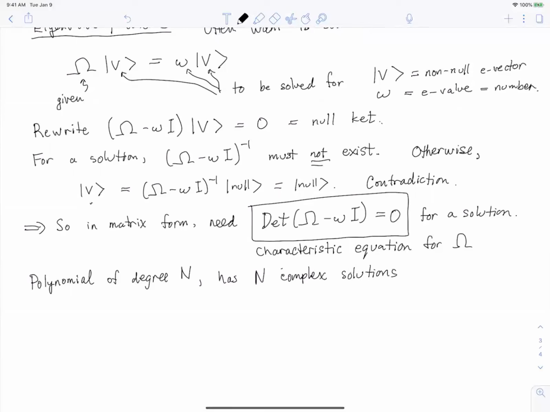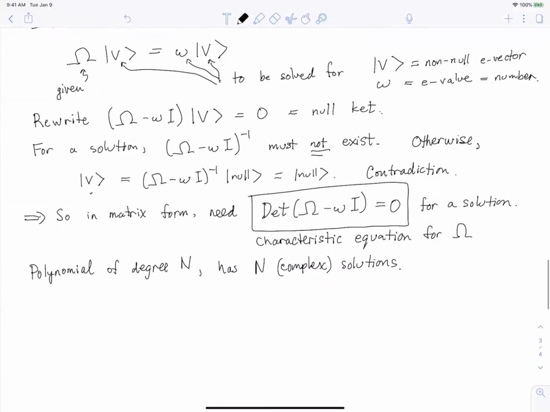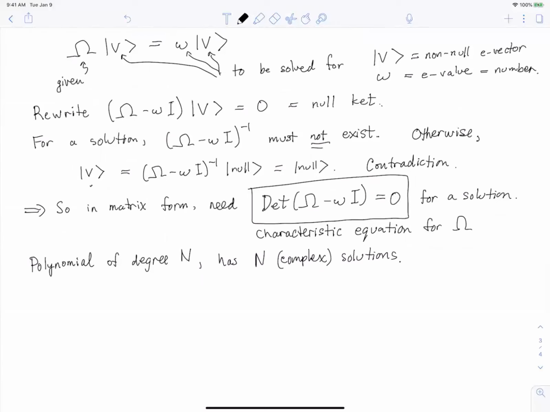Well, they might be complex. You might be lucky and they might be real. And we'll talk in a little bit about under what circumstances you can expect them to be real. So we can call them little omega with a label to distinguish which ones they are: omega sub j, where j is 1 up to capital N. But some might be the same.